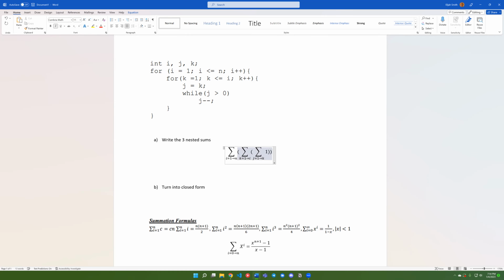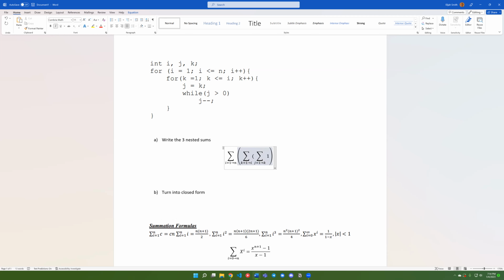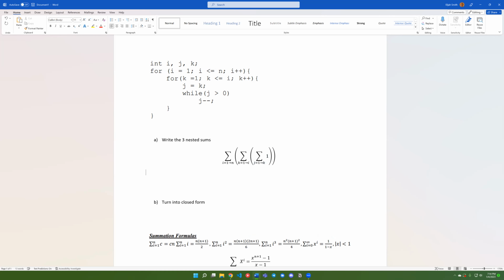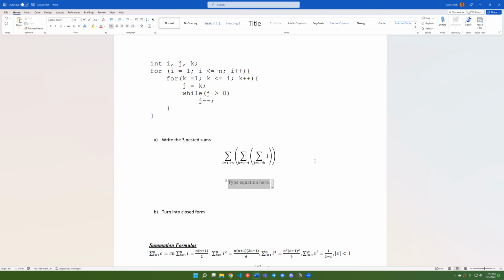Let me go ahead and make sure we... all right, there we go. Got to fix the parentheses. My OCD would kill me otherwise. All right, so here we go.